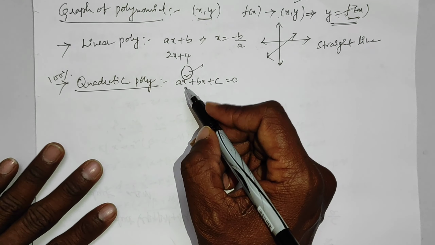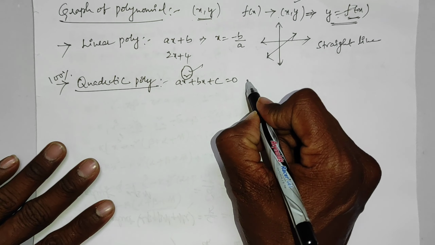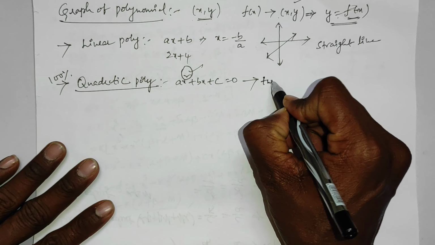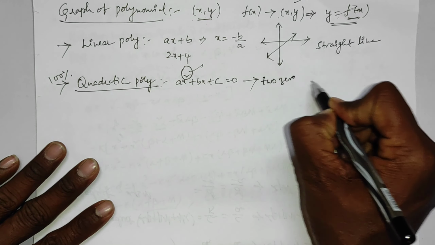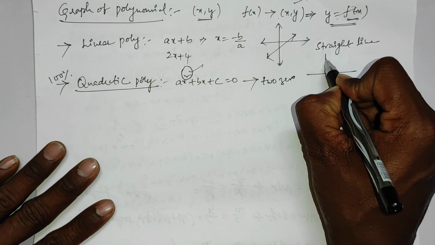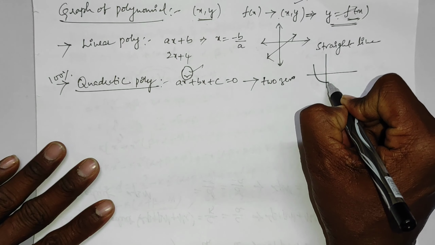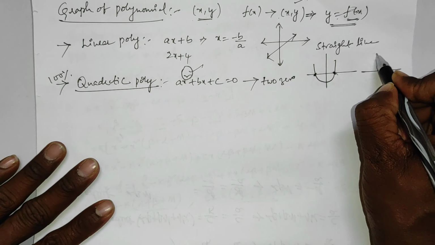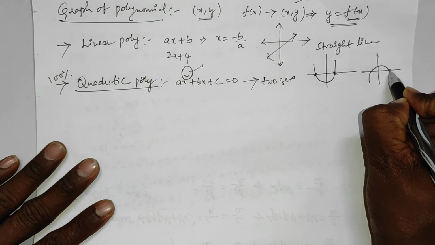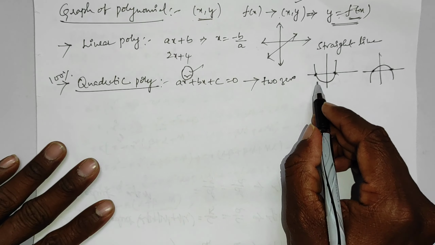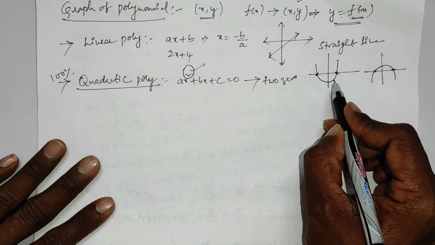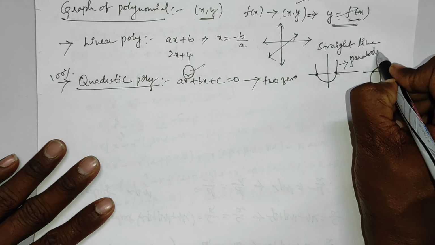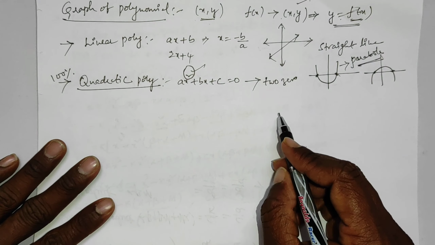So we have three types of conditions here. First, if you got two zeros, the nature of the graph will be like this. It touches the x-axis at two distinct points. Maybe like this also you will get. This type of graph is called a parabola. You are getting a U shape, right? This is called a parabola.